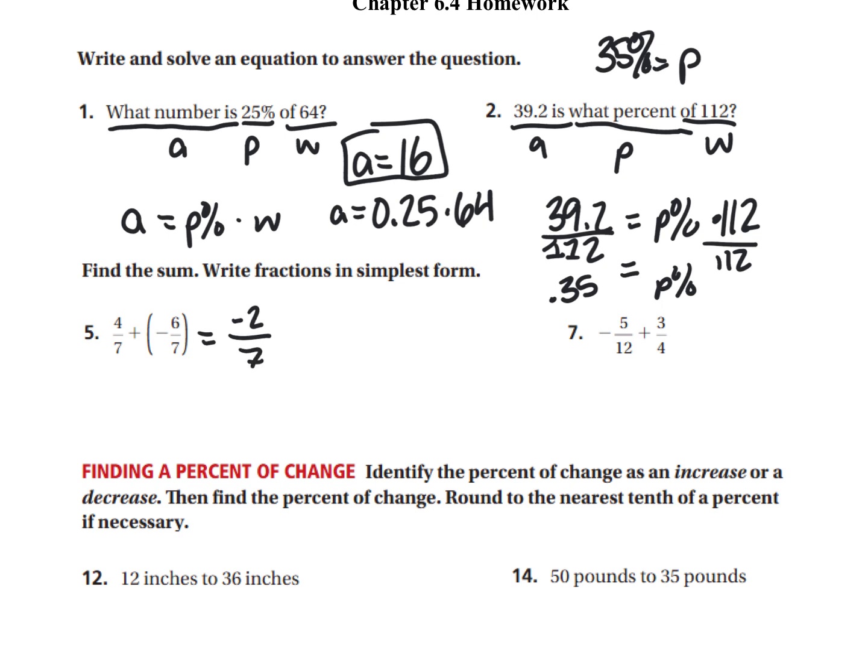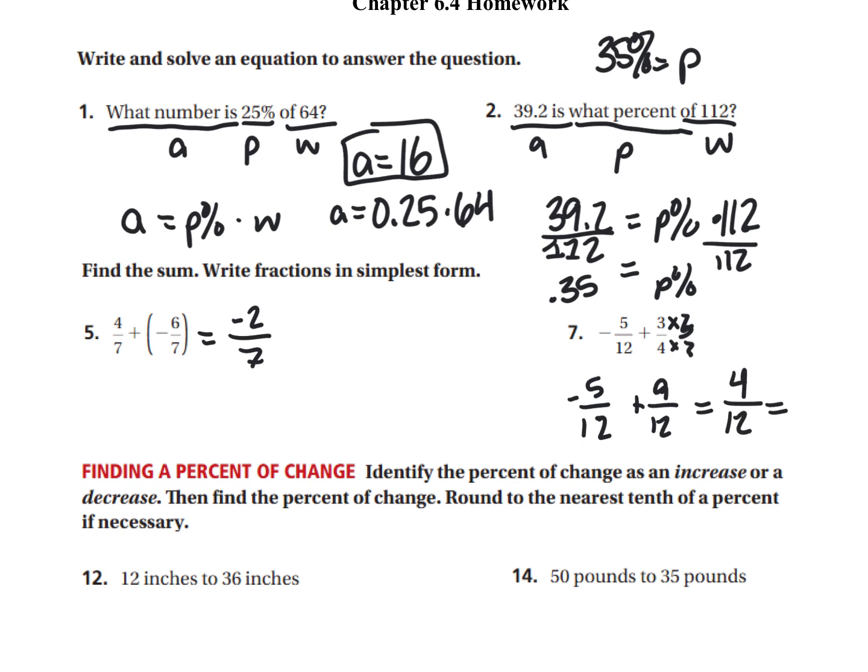For the next one, though, I don't have common denominators. I need to make them. 4 times 3 is going to get me to 12, so that's going to help out. I'm going to also multiply the top by 3. I get negative 5 over 12 plus 9 over 12. Negative 5 plus 9, those two are going to fight each other. Positives are going to win by 4 over 12.